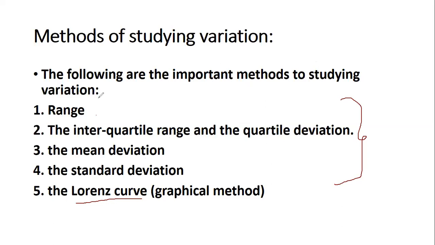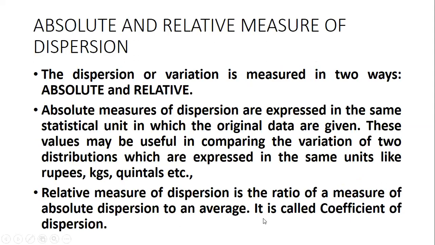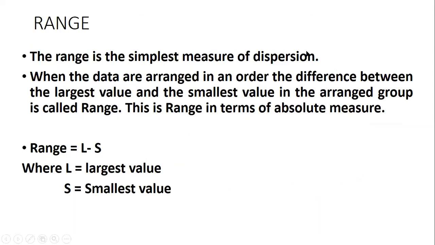Okay, so let's go on and understand what is range. Range is one of the simplest forms of measure of dispersion. When they give you some numbers, let's say numbers from 1 to 10, you have 2, 4, all even numbers, 6, 8, and 10. You have these 5 numbers given to you. So range is a very simple measure.